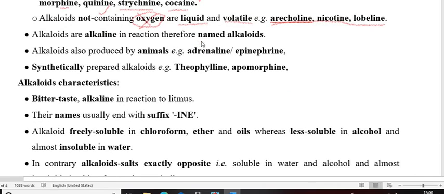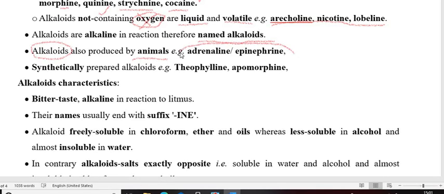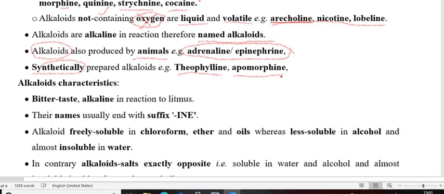And regarding the name, we already discussed that because of the alkali nature of alkaloid, the name is alkaloid. The alkaloid which has been isolated from a plant or animal source and is very, very important is adrenaline or epinephrine. Adrenaline is also known as epinephrine. Some alkaloids are also synthesized in the lab, like apomorphine and theophylline. So theophylline as well as apomorphine are both synthetic alkaloids. So this is very, very important.